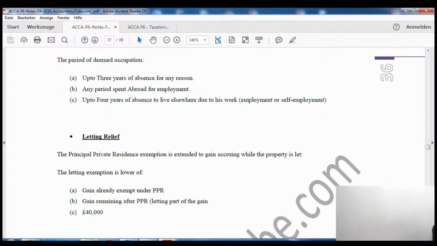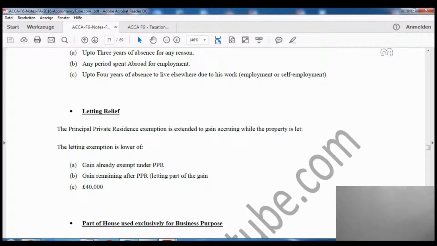So what are these events? The period of deemed occupation, up to 3 years for absence for any reasons. So if you have been absent for 3 years, provided that you have occupied the house before that and provided you have occupied the house after that, then up to 3 years you can say that it is for any reason. You can say whatever reason you may choose, and that will be deemed occupation.